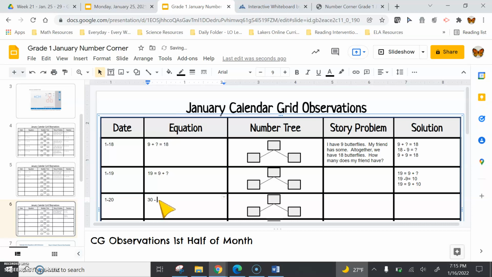30 minus the few that flew away is a subtraction problem. Minus something equals 20. That means we will put 30 as our big number. We don't know what this one is, so we can put a question mark there. And then we'll just keep on going over and make this one 20.